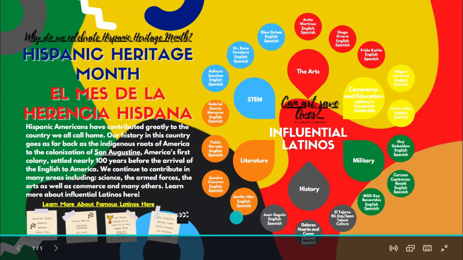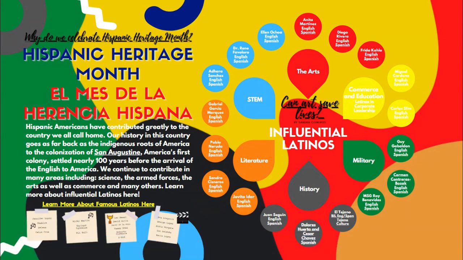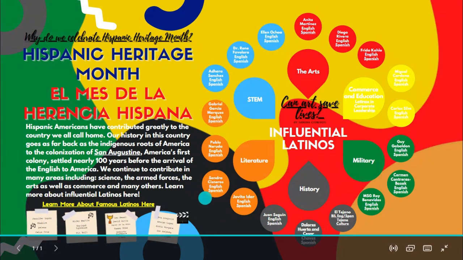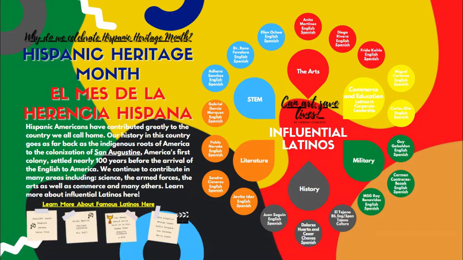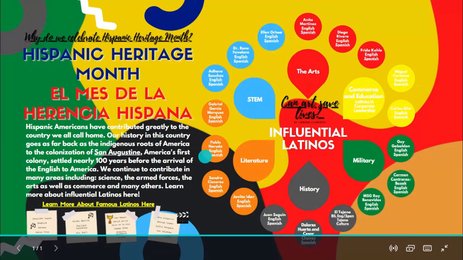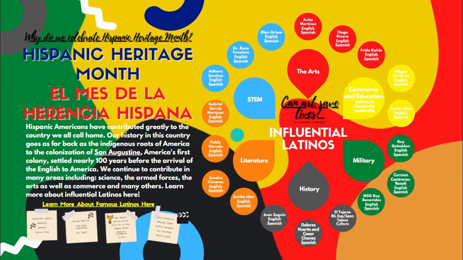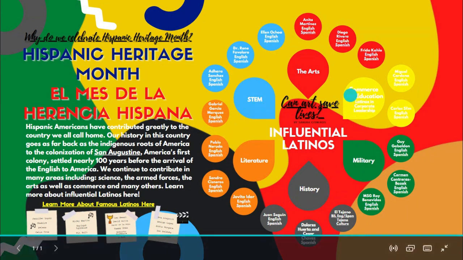Here we have literature, Jovita Idar, who is an activist and teacher who fought to have young Latinas be able to go to school here in Texas. We have Sandra Cisneros, who is an internationally well-known author, my personal favorite. Pablo Neruda, a Chilean poet. And then we have Gabriel Garcia Marquez, who's a very well-known Nobel Prize winner for his literature. He is Colombian. So you will see them broken down into different parts.